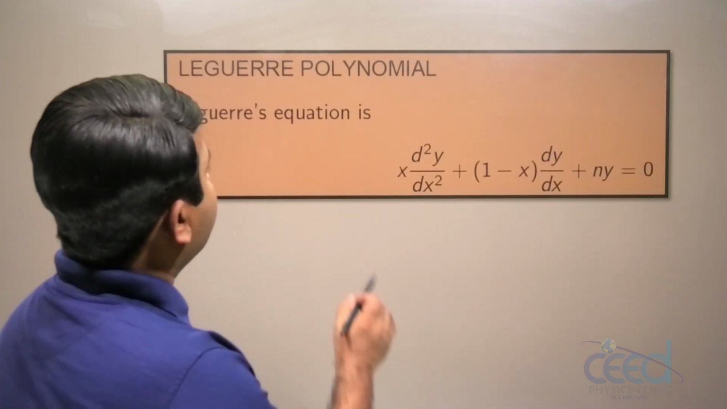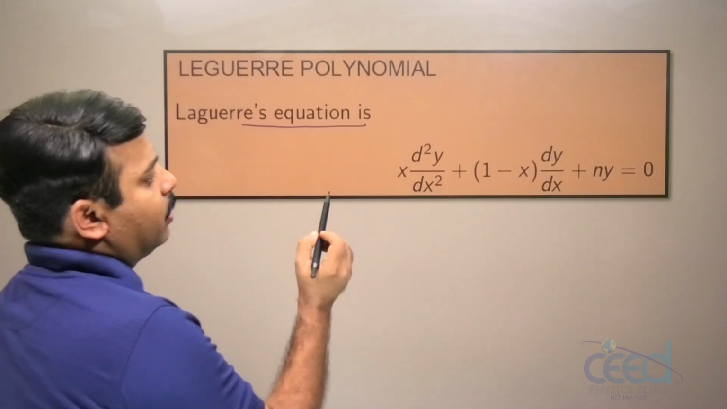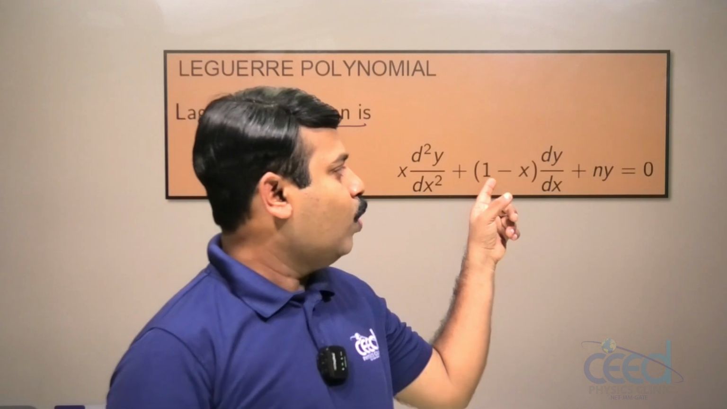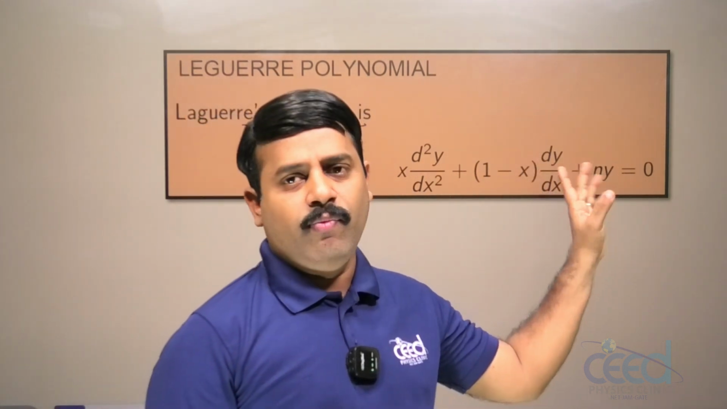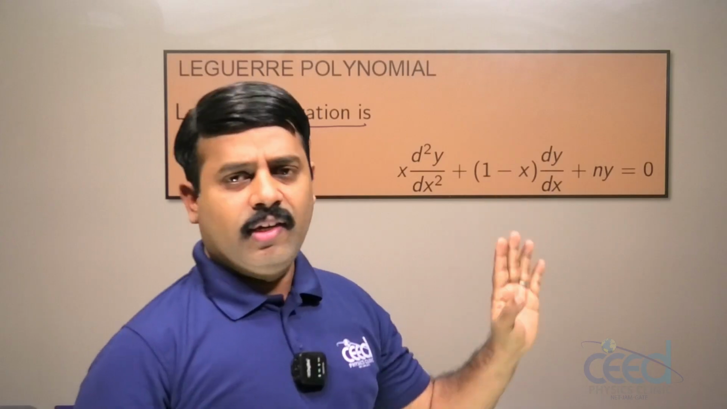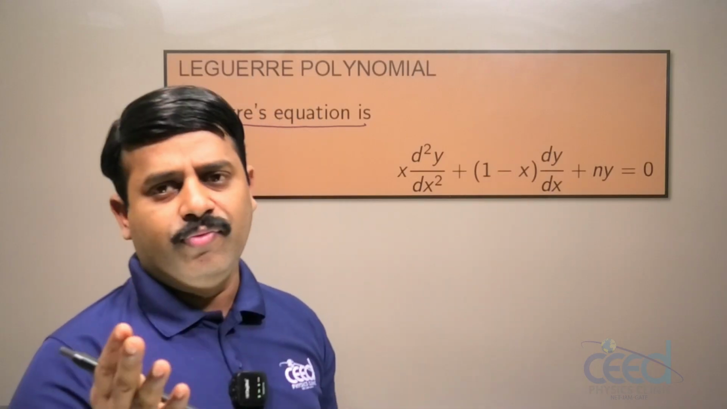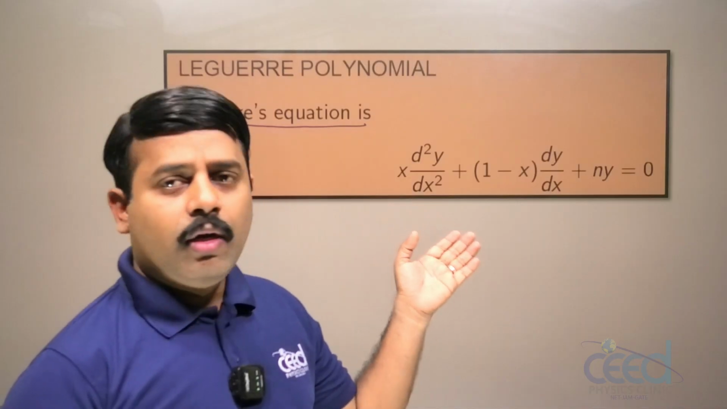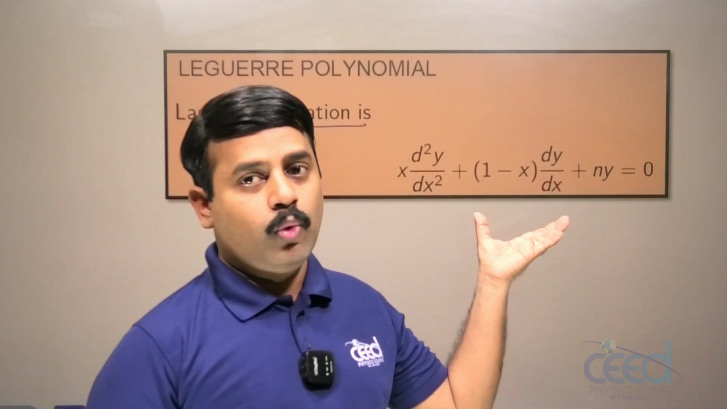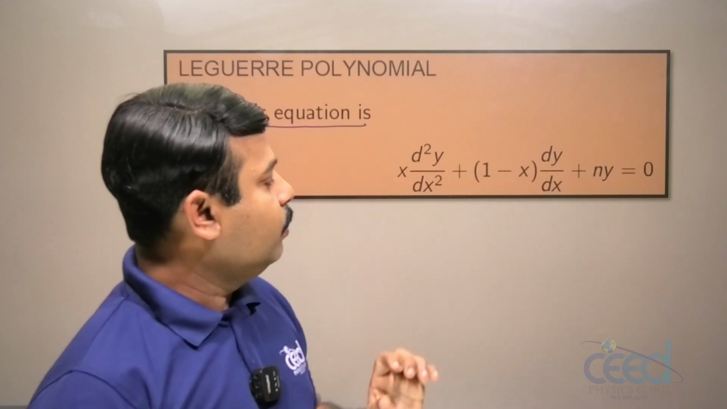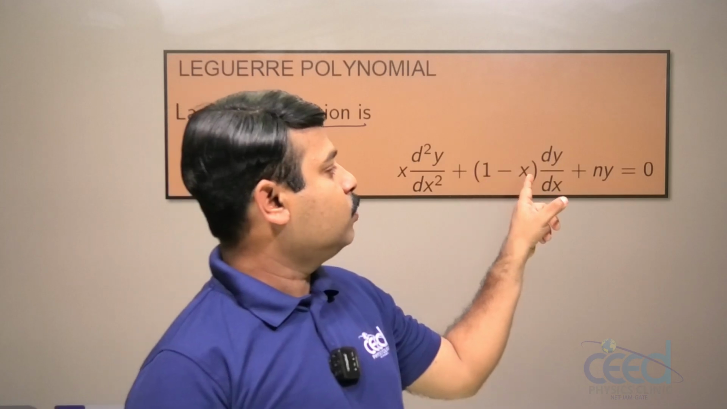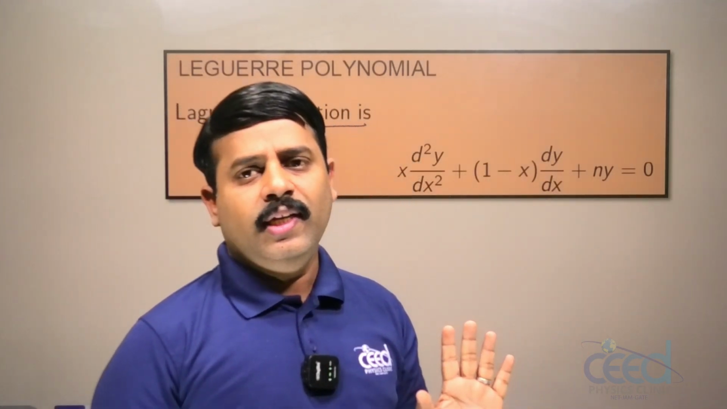The Laguerre differential equation is in the format x d square y by dx square plus (1 minus x) into dy by dx plus ny equals 0, where n is an integer. n may vary from 1 to infinity: 1, 2, 3, 4, 5, etc. Based on the n value, the property of the Laguerre differential equation solution will change, and we will discuss that. So, x d square y by dx square plus (1 minus x) dy by dx plus ny.